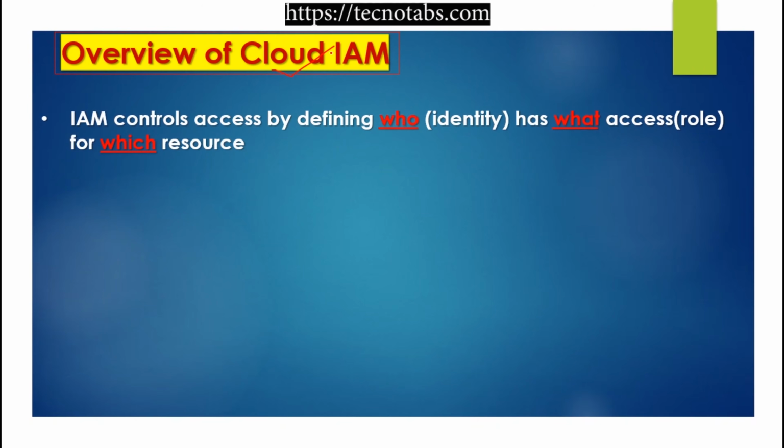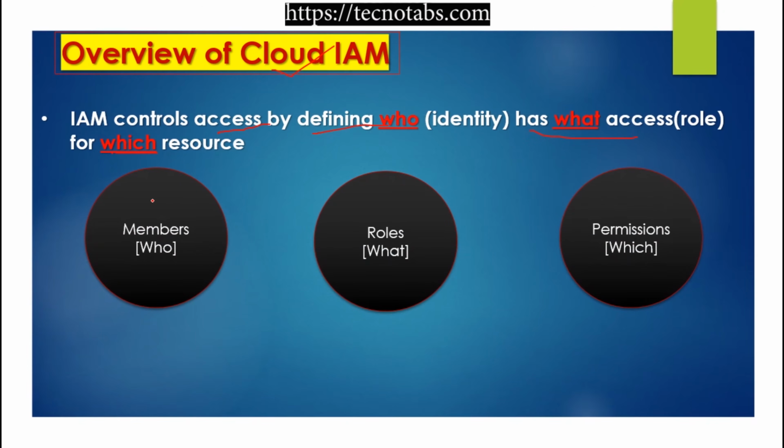Alright. Now let's have a look at the overview of Cloud IAM. Cloud IAM is one of the most critical resources of GCP that controls access by defining who has what access to which resource. As simple as that. Who has what access to which role. Here, who represents the members, what represents the roles, and which represents the permissions. So IAM is all about connecting all the dots together, right?